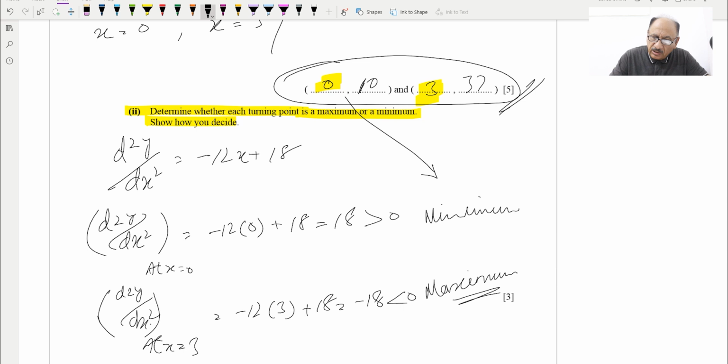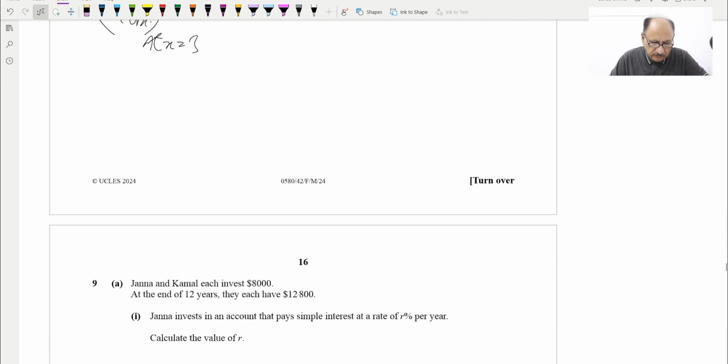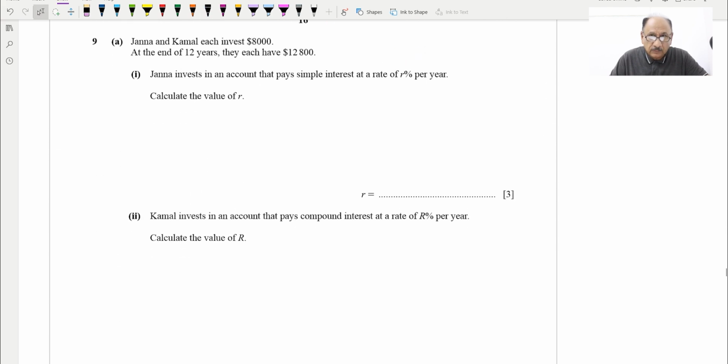So this second point will be maximum. Hopefully you understand everything. Now we can move to question number 9.